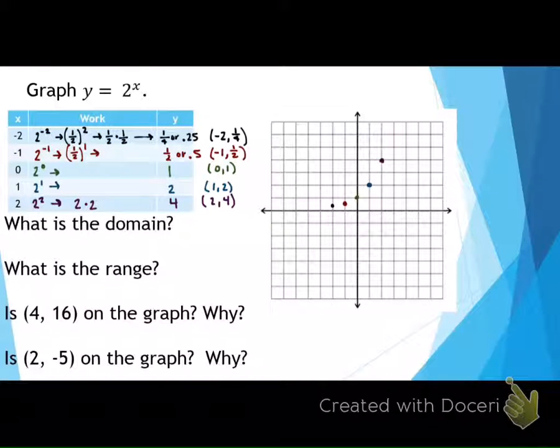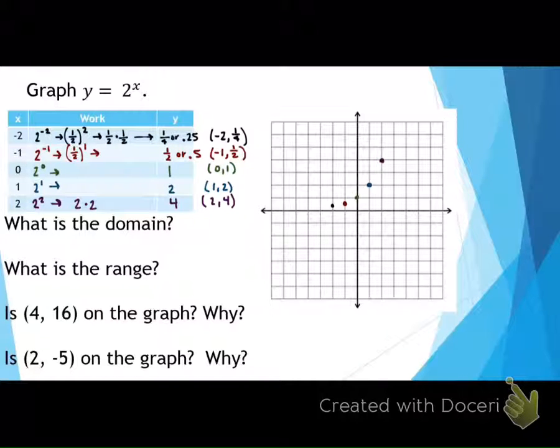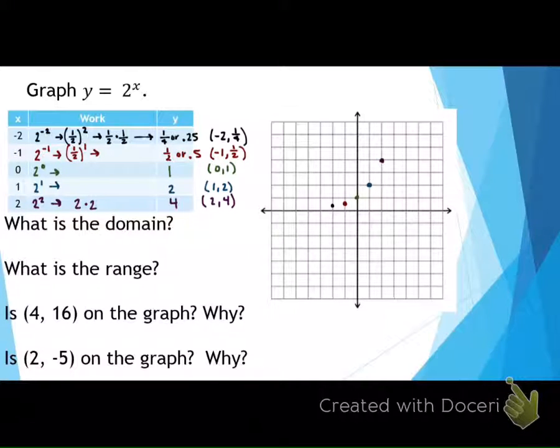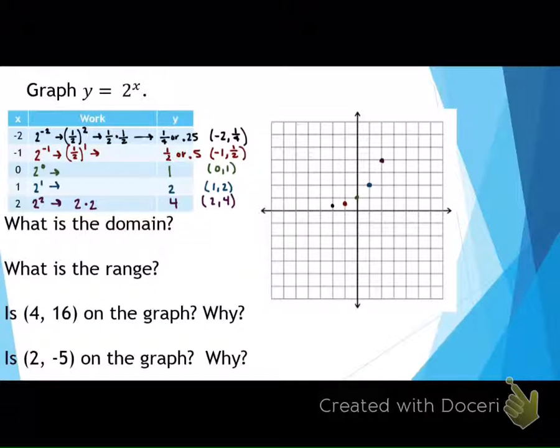So I'm going to do this on the board. You guys don't have to write this out. So if I take 1/4 and I multiply it by 1/2, I get 1/8. So that would be -3, 1/8, right? If I take 1/8 and multiply it by 1/2, I get 1/16. If I take 1/16 and multiply it by 1/2, I get 1/32. If I take 1/32 and multiply it by 1/2, I get 1/64.